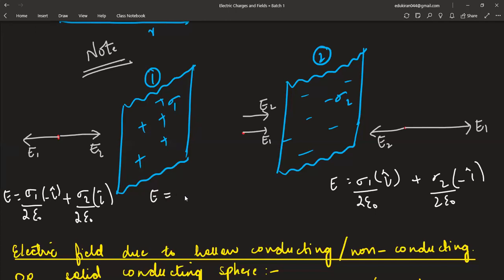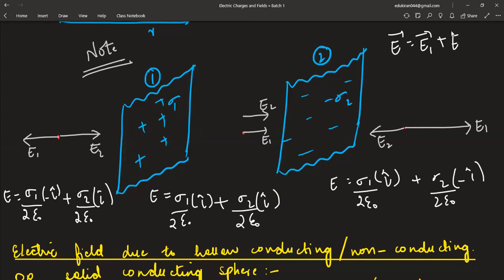So when you are adding it, this would be sigma 1 by 2 epsilon naught. See, due to this first sheet, what is the direction? i cap. No negative sign here. Sigma 2 by 2 epsilon naught, because this is also i cap. So you will just add it. Ultimately, what are we doing? We are adding E1 vector plus E2 vector.